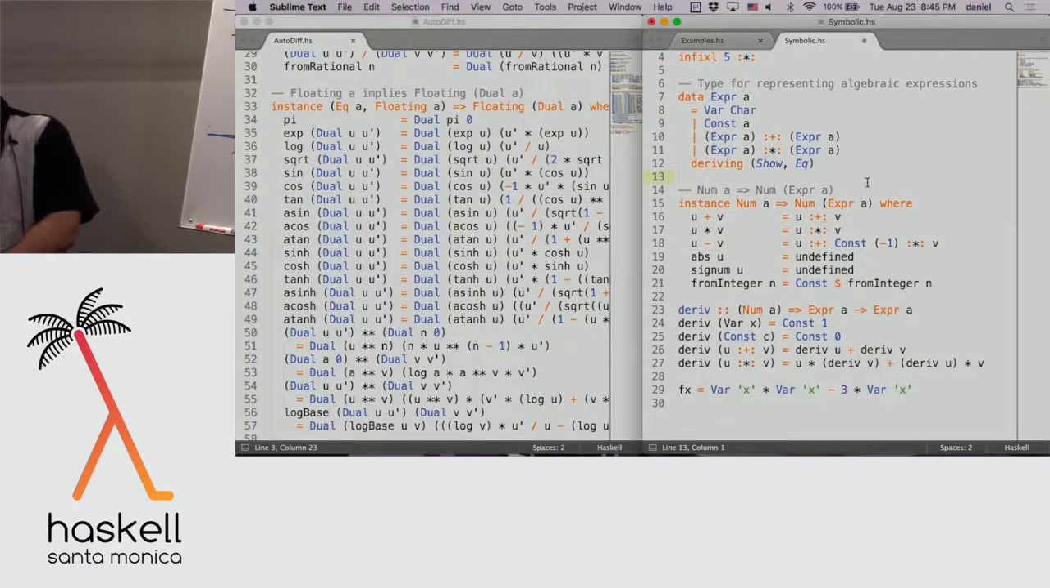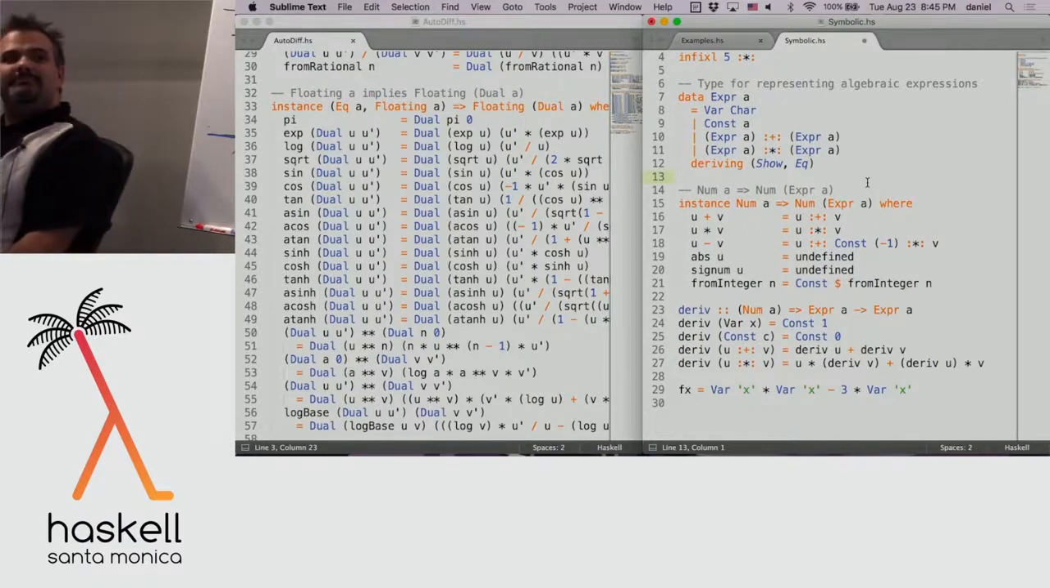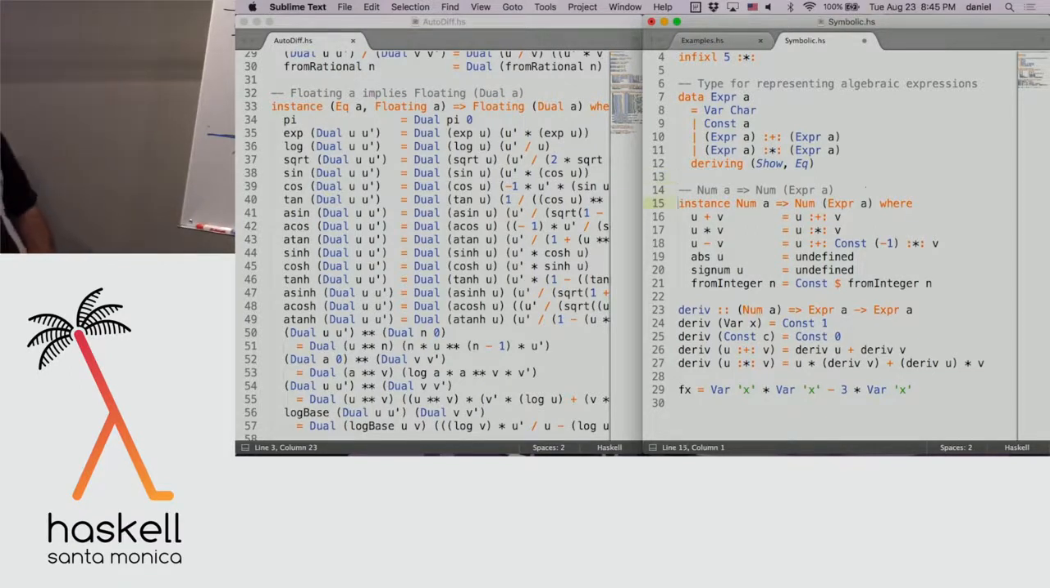So are you not reusing your autodiff code? I am not. What I'm hoping is that someone will give me a pull request to fix that. For that derivative, instead of writing the derivative rules, I think you can just use dual numbers, because you have Num here, so that implies Num of Dual of Exprs.